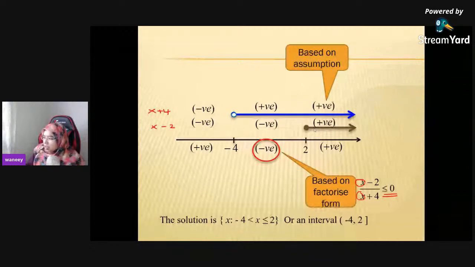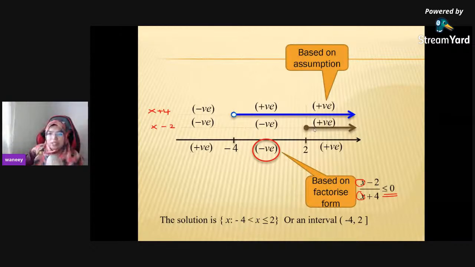Cikgu tanya for example 2 boleh guna number line macam ni for example 2. Example 2 tadi yang mana? Yang kuadratik tu. Sekarang sekejap lagi. Later on I'll go to this example. I want to give one exercise for you first.